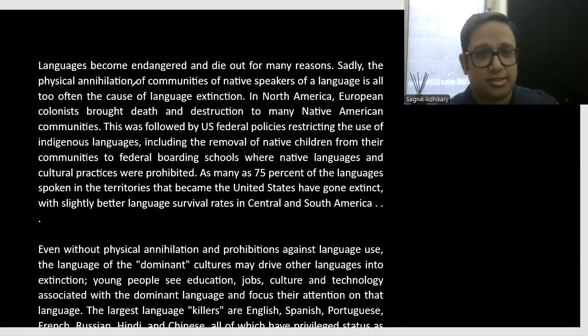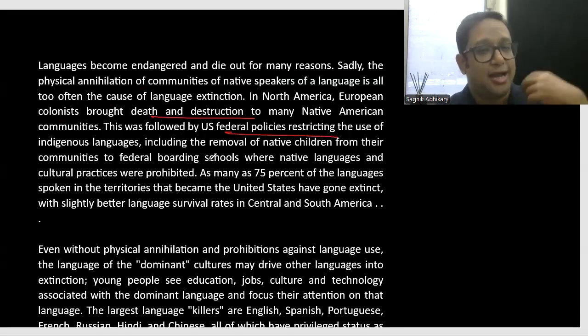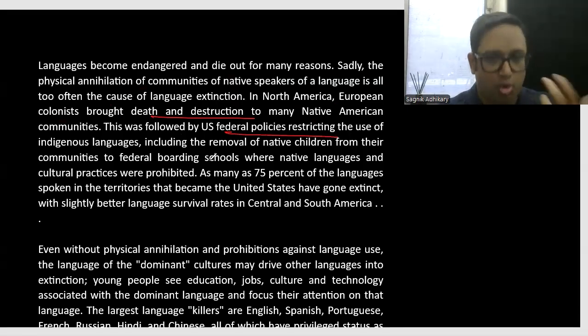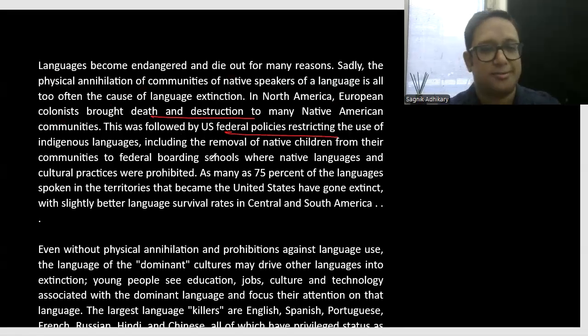These are the reasons. One, death and destruction brought by Americans, Europeans, where the native speakers of a language just died. And then children from these communities were taken from the communities and put into federal boarding schools, where the native language and culture were prohibited.